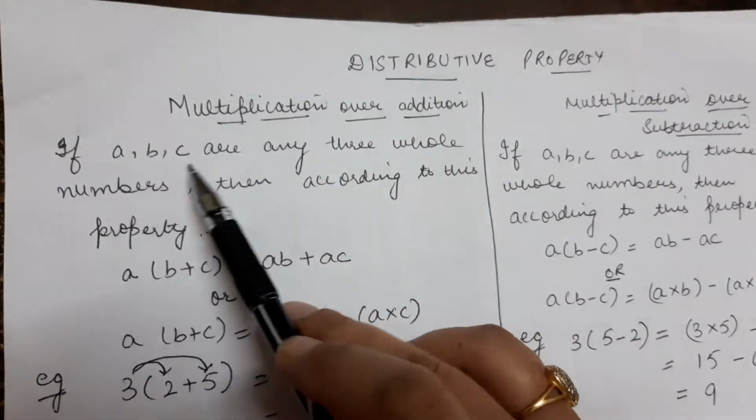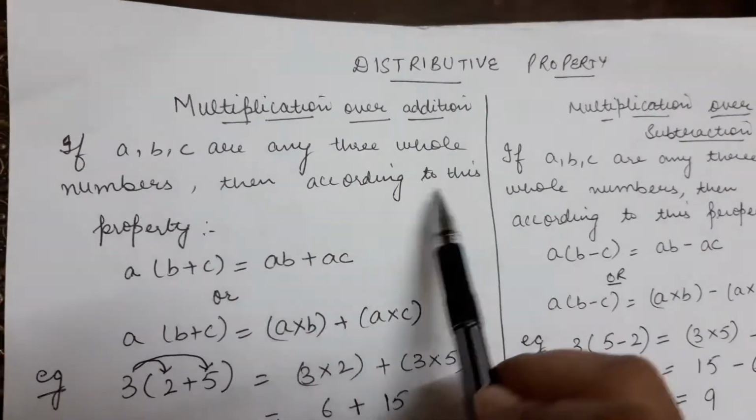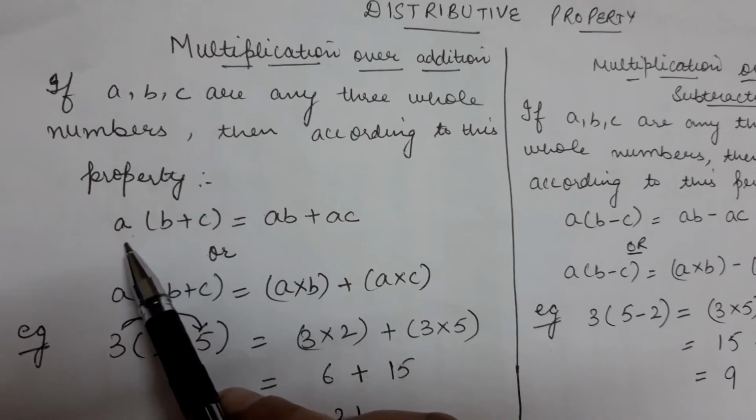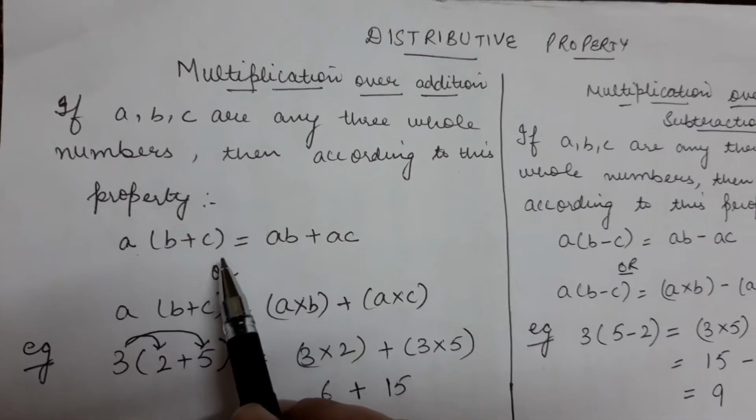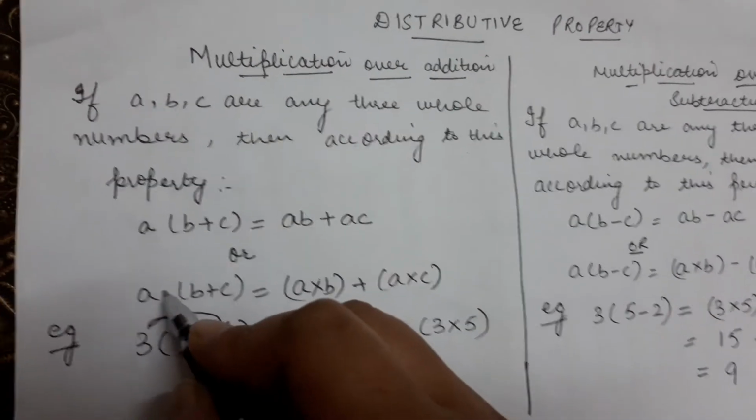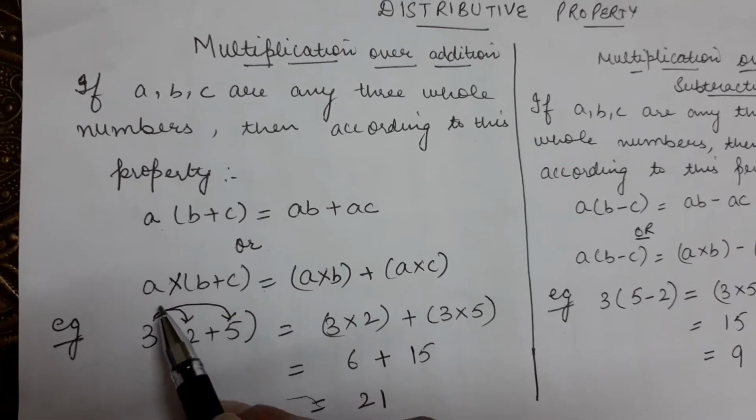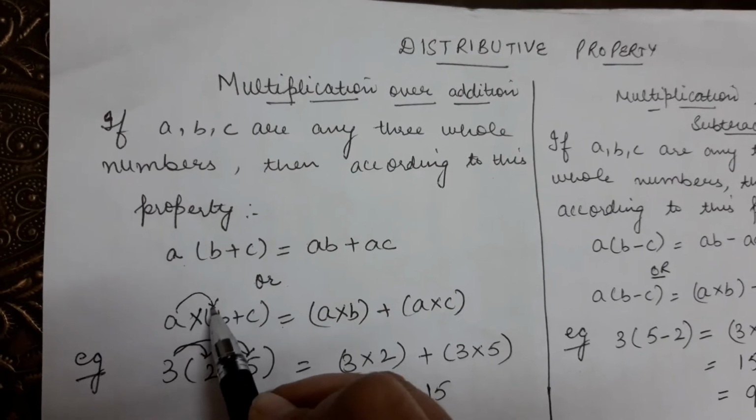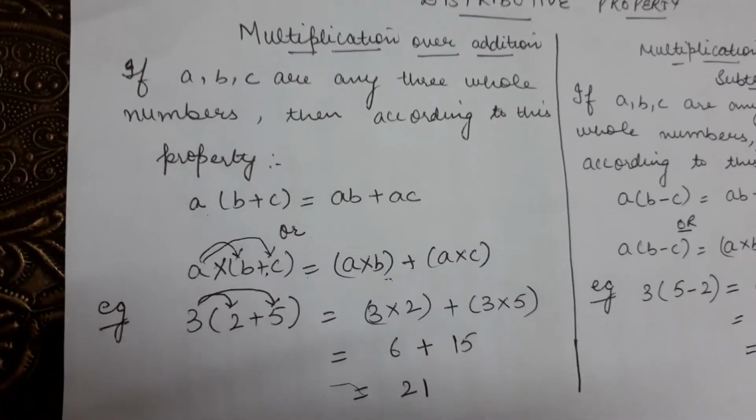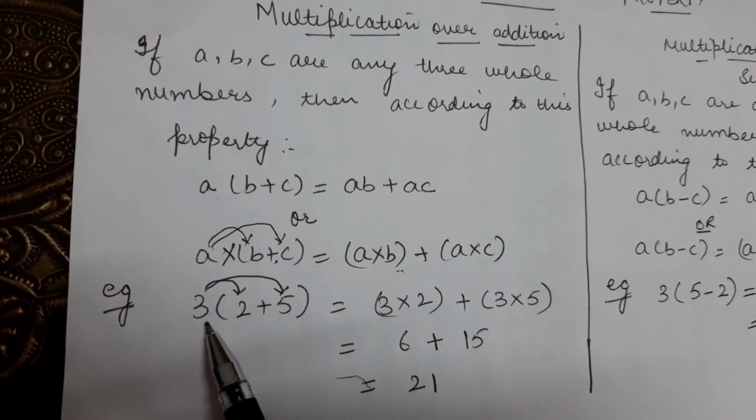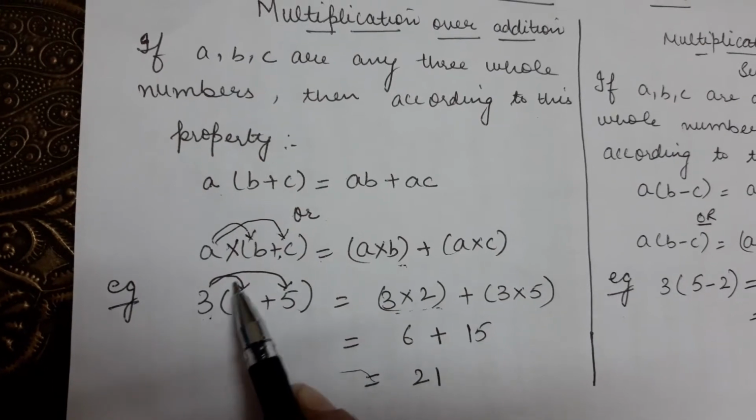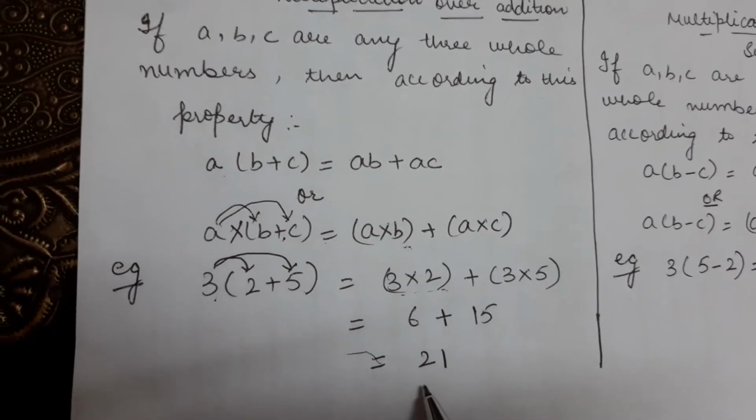Now multiplication over addition. If a, b, c are any three whole numbers, then according to this property, a(b plus c) is always equal to ab plus ac. Now if I don't have any sign between a, b, means this is product, or you can write it like this: a multiplied by (b plus c) is equal to a multiplied by b first plus a multiplied by c. So this is multiplication over addition. For example, if I take 3 into (2 plus 5), so 3 will be multiplied by 2 first, then plus 3 multiplied by 5. So the answer is 6 plus 15, that is 21.